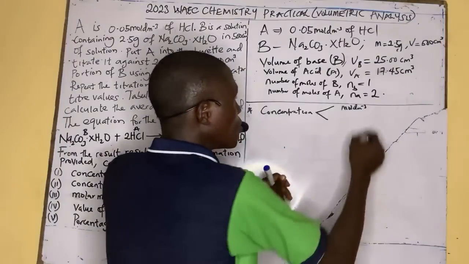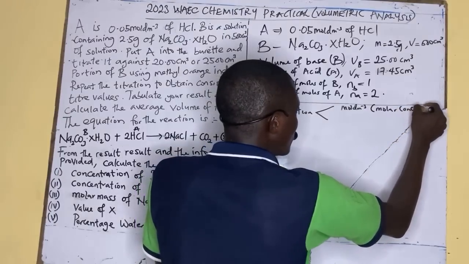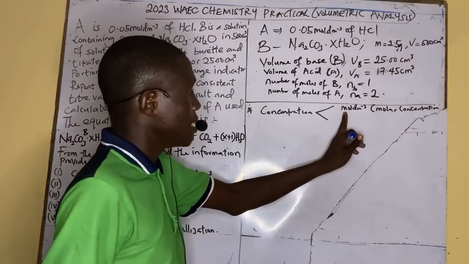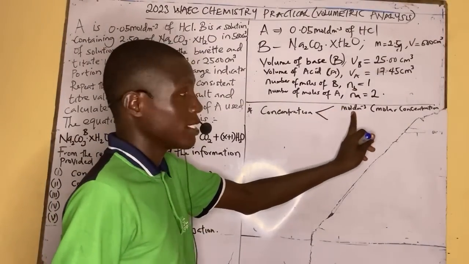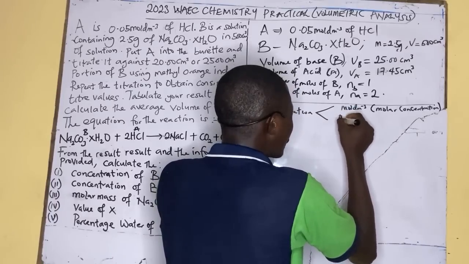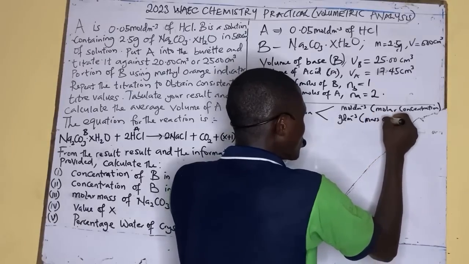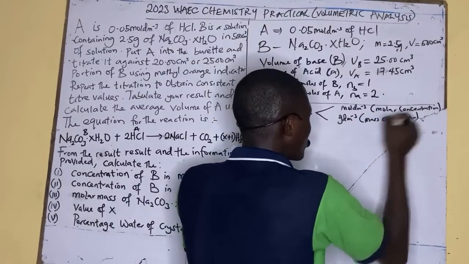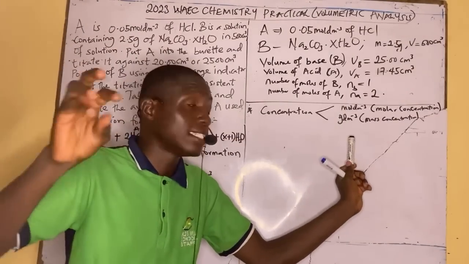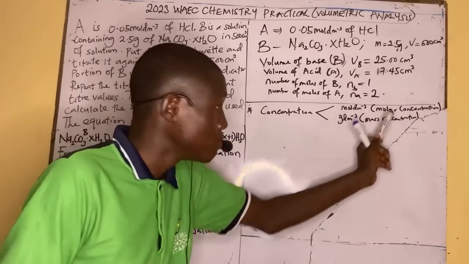Concentration in mole per dm cube is also known as molar concentration. Please know that. Concentration measured in mole per dm cube is known as molar concentration, while concentration measured in gram per dm cube is known as mass concentration. When you have gram per volume, it means mass concentration. When you hear mole per volume, it means molar concentration.